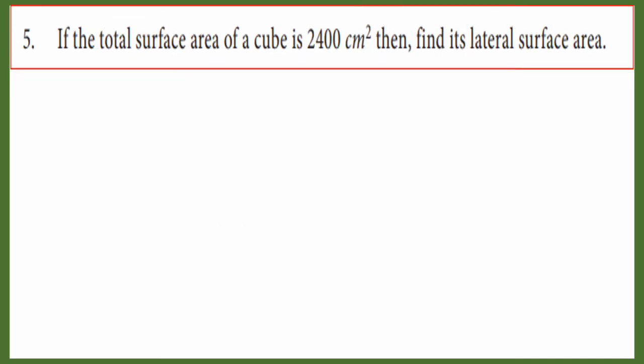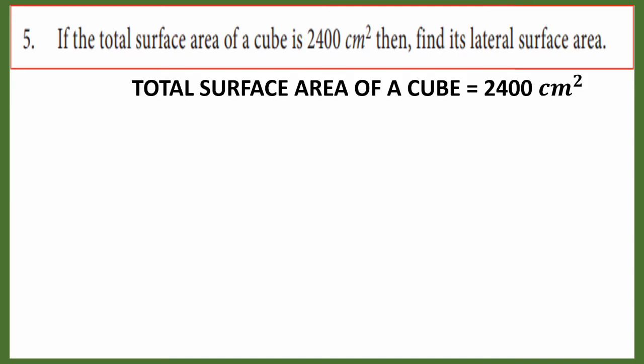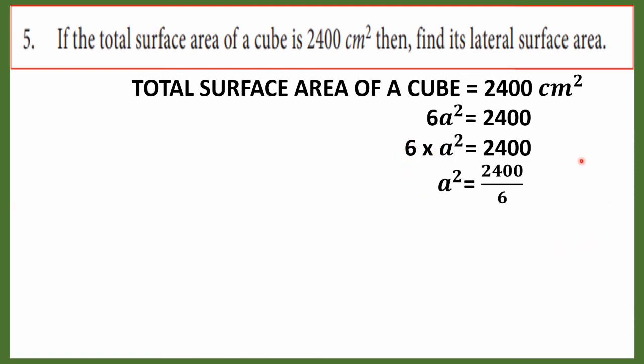The next sum. Let us see what is given. Total surface area of a cube is given as 2400 centimeter square. We need to find its lateral surface area. If we have to find lateral surface area, we need a. So first find a. 6a square equals 2400. That means 6 into a square equals 2400. We have to find this a square only. So take the 6 to the right hand side. What happened? a square equals 2400 by 6. a square equals 400.